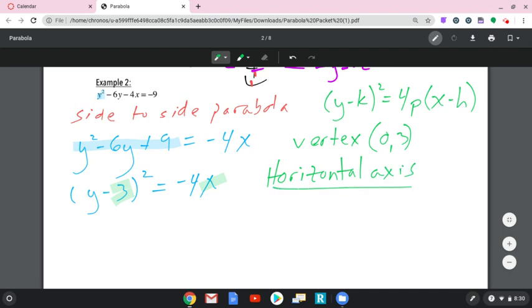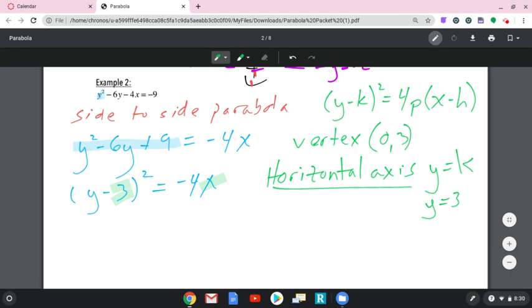Now we know we have a horizontal axis. What is the equation for a horizontal axis? If it's a horizontal line that goes through the vertex, a horizontal line is y equals a value. So it would be y equals k. So what is k? K is 3. So y equals 3 is my horizontal axis.